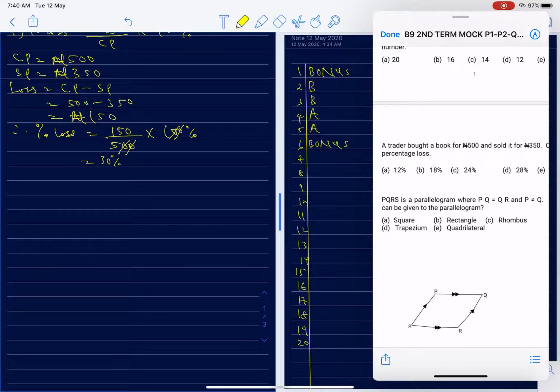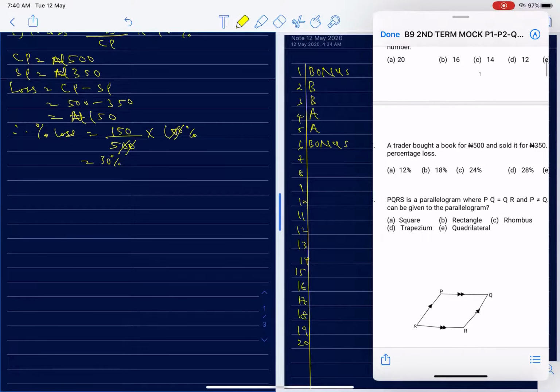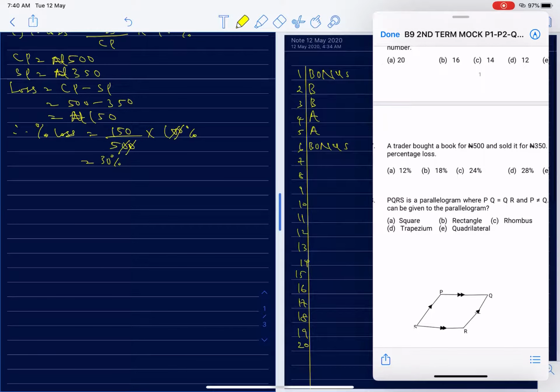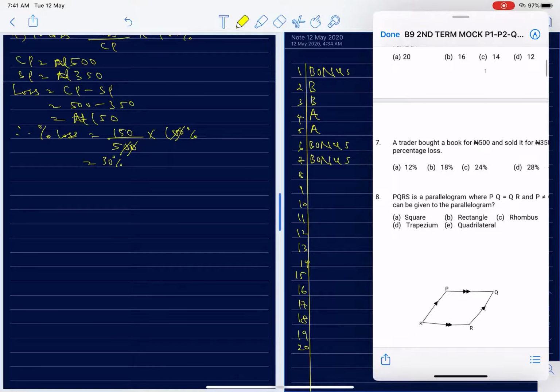That's number 7. A trader bought a book for 500 and sold it for 350. Calculate percentage loss. 500 minus 350 is 150, so loss over cost price. That's also a bonus. The answer is not amongst the options given. And then we go to number 8.